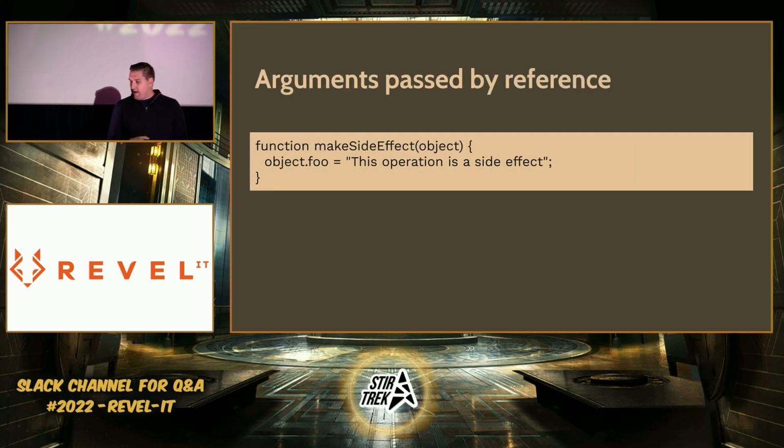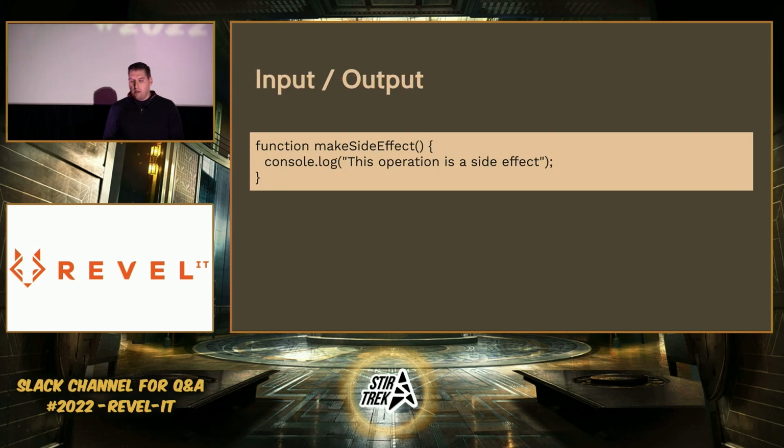Arguments passed by reference. So now we're taking in an object by reference as an argument in our function, and we change the state of that object, right? We assign a new string to the foo property. That's a side effect.